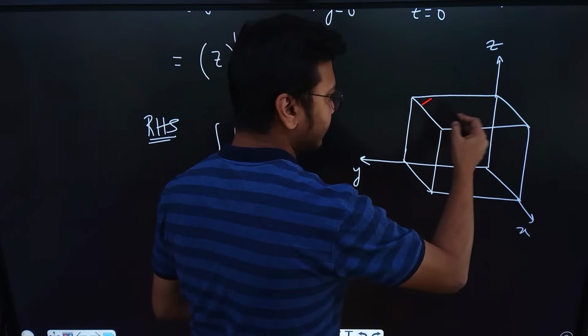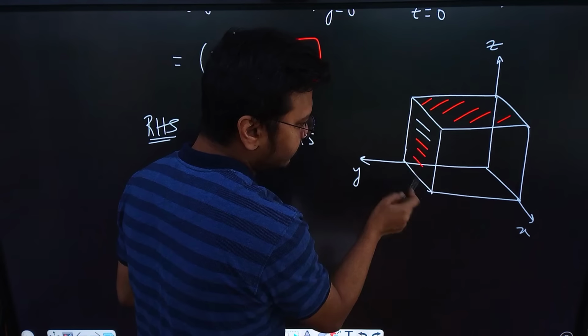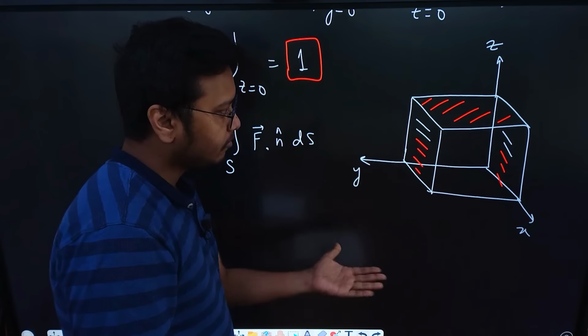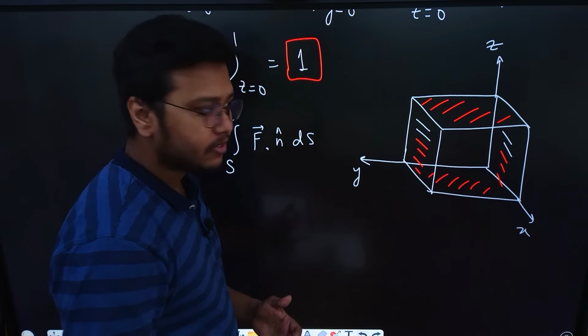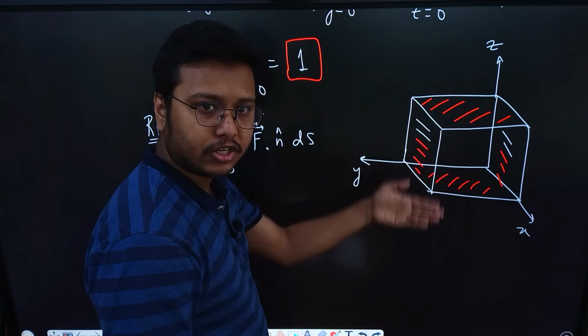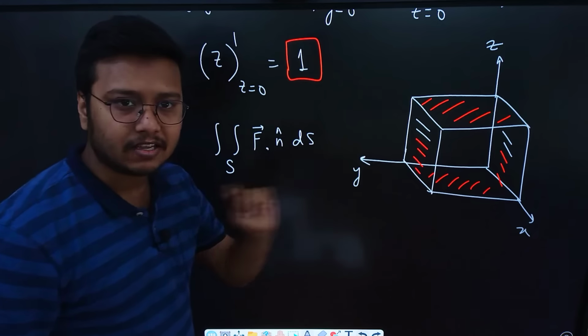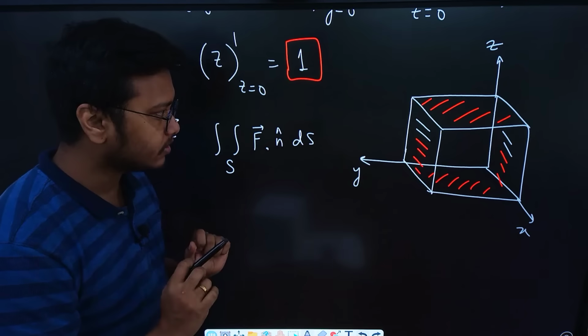Now, how many surfaces does this cube have? Obviously, there's a top surface, which is surface number 1. There's a side surface, and another side surface. So 2 side surfaces, and 1 at the bottom, so that's 4 surfaces. The one at the back, which is the screen, and the one at the front, right? So there are a total of 6 surfaces, and we need to do this integration for all the 6 surfaces.